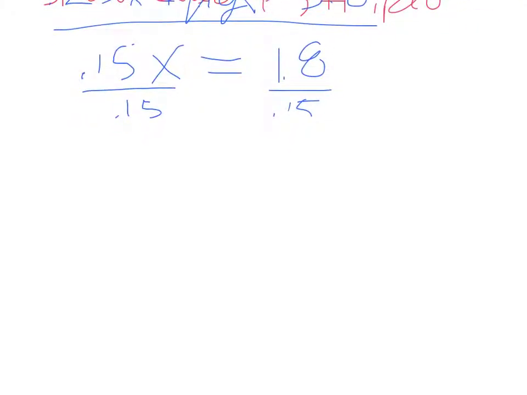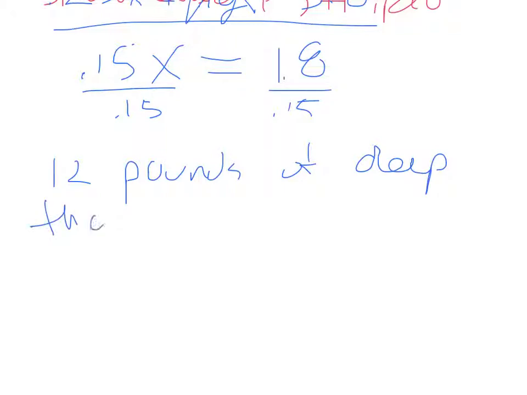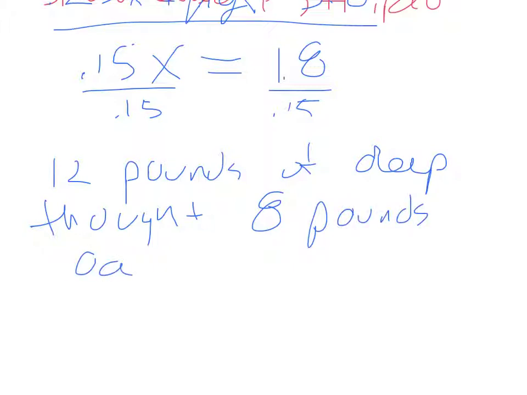So we want 12 pounds of Deep Thought. So 12 pounds of Deep Thought granola, and then if we have 12 pounds of Deep Thought and 20 pounds total, that means we're going to have 8 pounds of Oat Dream. Okay, so that's the second one.